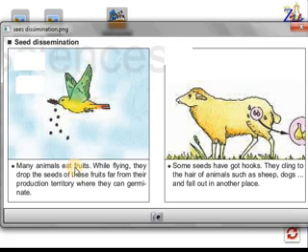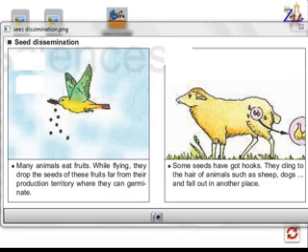Many animals eat fruits while flying. Of course, they're talking about the bird. They drop the seeds of these fruits far from their production territory where they can germinate. So let's imagine a bird standing on a tree eating its fruit. It flies away from the tree to another place, then it drops these seeds in another place. Sometimes it's a very far place. This will help the seeds germinate in another place, and they will give us a new plant.